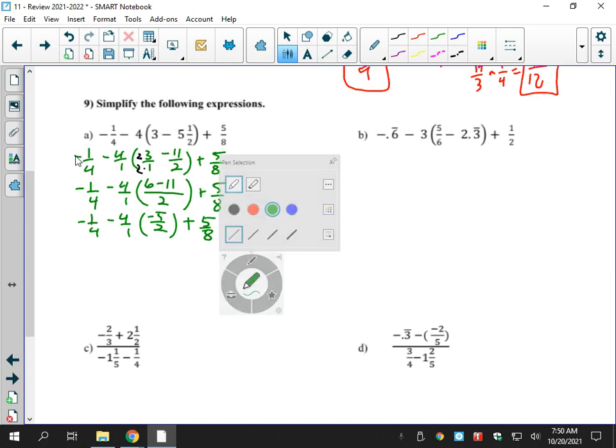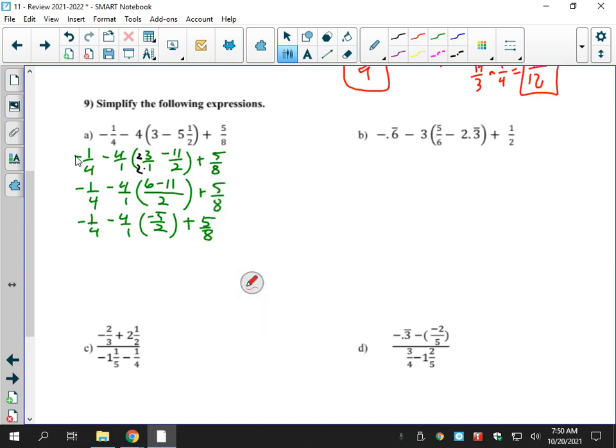Next step, we're doing this multiplication. Now the multiplication is right here. Negative 4 times negative 5 over 2. So that's the only place I'm looking for cross canceling, and we've got it with the negative 4 and the 2. Common factor is 2. 2 divided by 2 is 1. Negative 4 divided by 2 is negative 2. So bring everything else down. Negative 2 times negative 5, positive 10. Positive 10 over 1 plus 5/8.